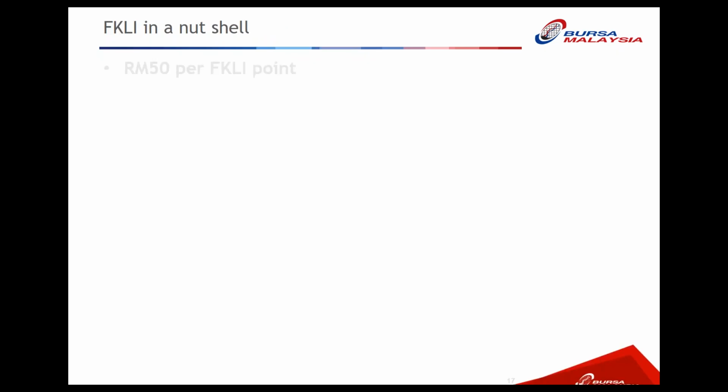Let me sum up what I just discussed. There are a few points that you have to memorize. Every single FKLI point, or the KLCI point, which is equivalent, is 50 ringgit a point. But the lowest tick is half a point, or 0.5. That means the minimum fluctuation of FKLI is 25 ringgit instead of 50. But 1 point is worth 50 ringgit.